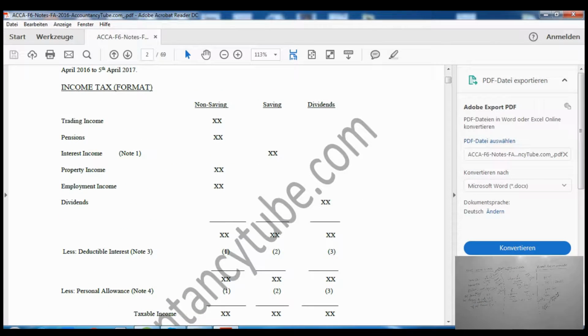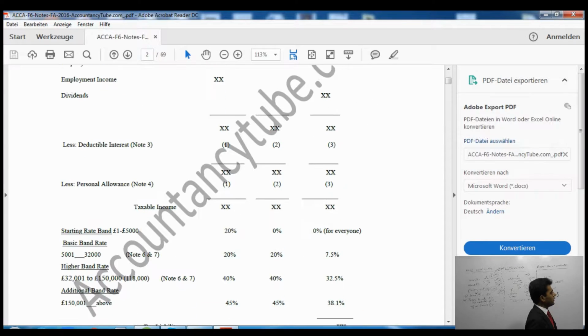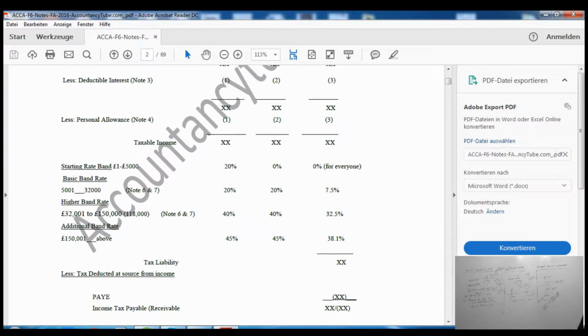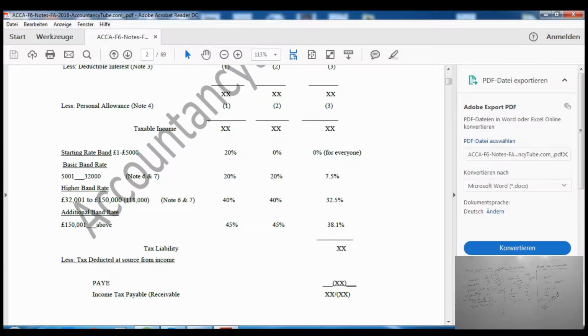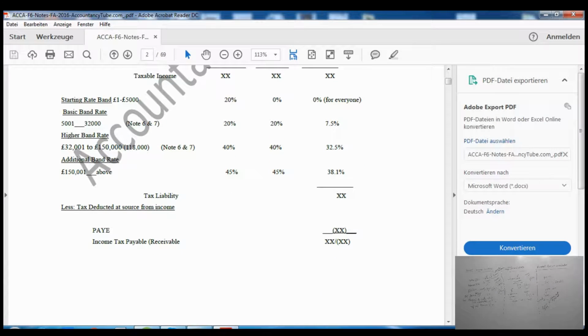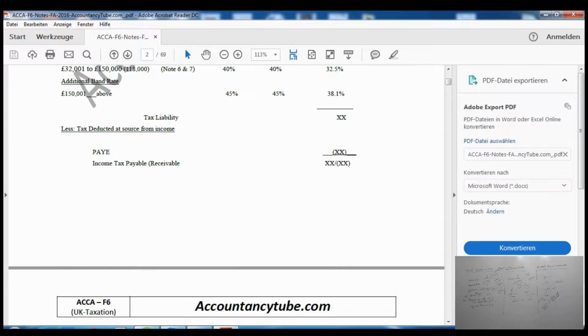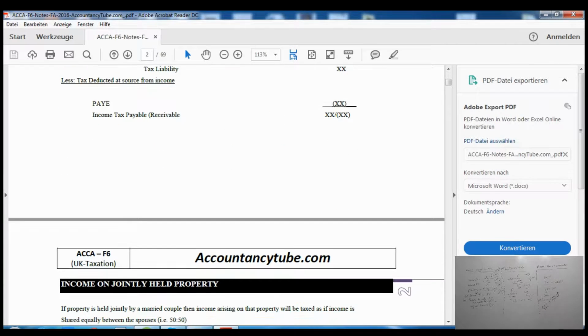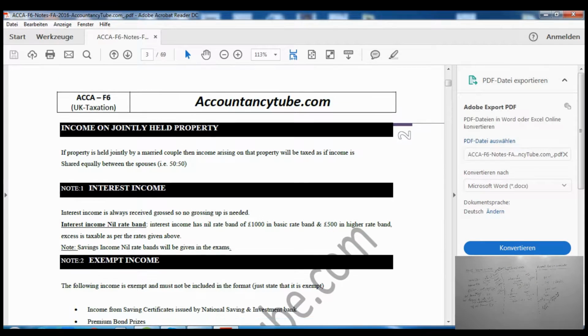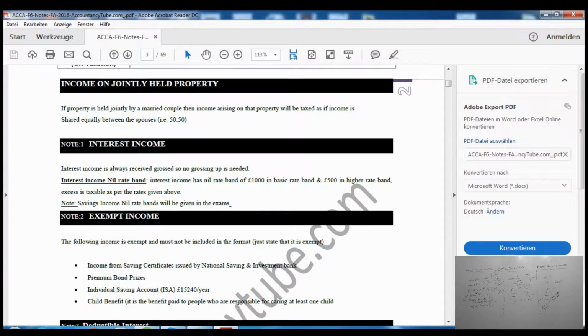Alright, so that is our income tax pro forma. Whoever is earning income will have to make the income tax pro forma and pay tax according to this pro forma. Income is divided into 3 sections, as I told you in our first video, and we'll have to list down all of the sources of income. Then we'll have to deduct the deductible interest and personal allowance, and that is known as taxable income, and we'll have to pay tax according to these tables. After that, what we deduct is tax deducted at source.